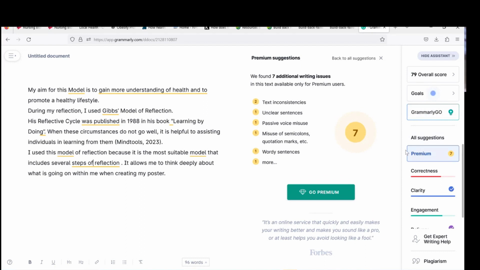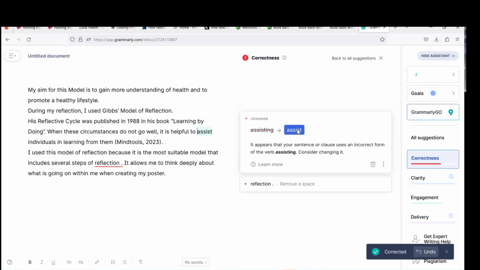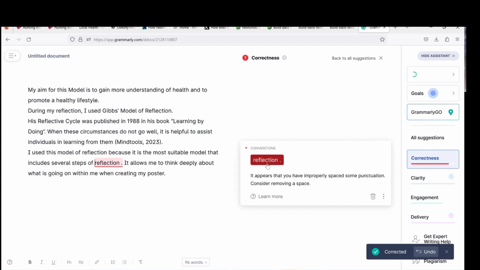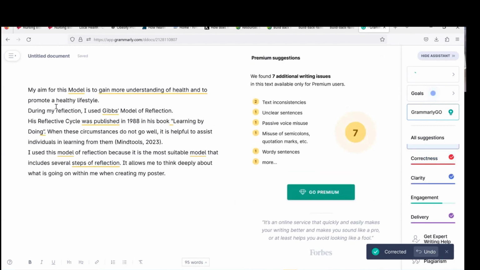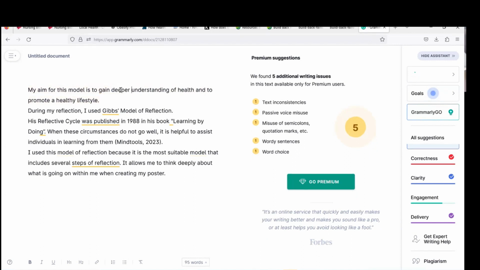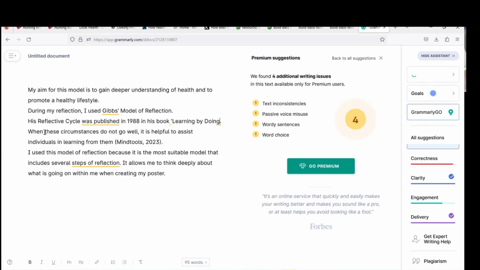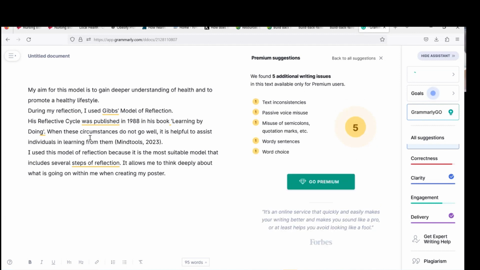It would also suggest us a bit more if we go premium. It's definitely clear engagement. And are there any more corrections? Yes, there's still one more. Oh, we have a space in here, so that's why. All right. Yeah, model should be small. In more understanding, maybe a deeper understanding of health. See, it likes that. So this one shouldn't be a double. It should, I think, only be one. Doesn't like that. Yeah.